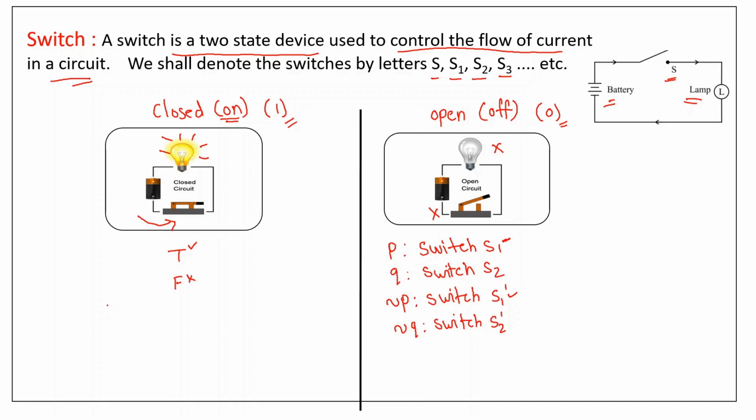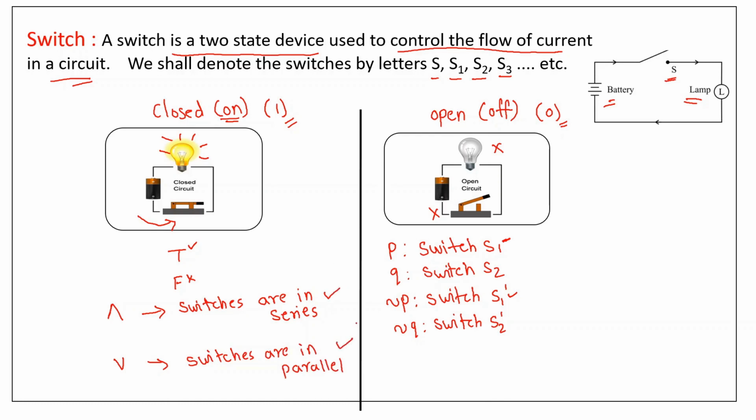One more thing we have learned in statements, that is, and, or. Here, and represents switches in series. So you have to remember this: and means switches are in series, and or means switches are in parallel. We will see this one by one.